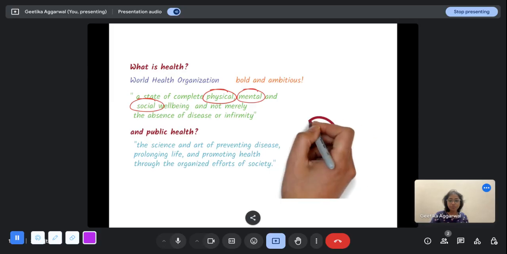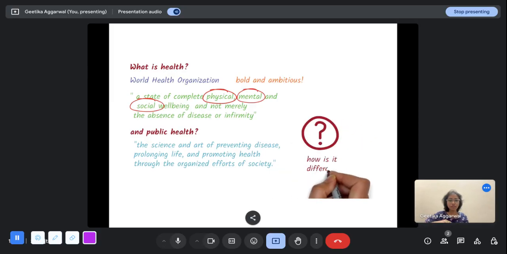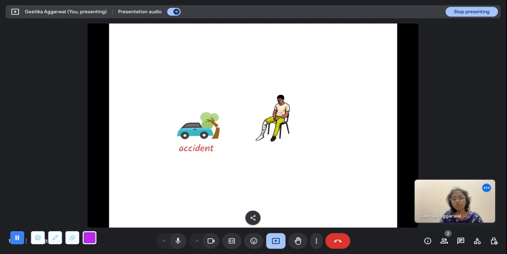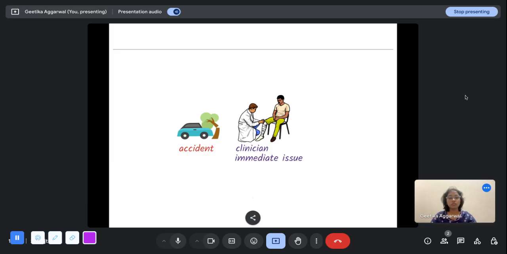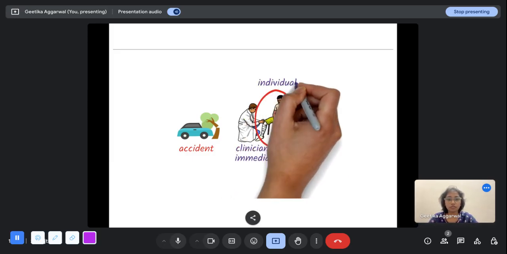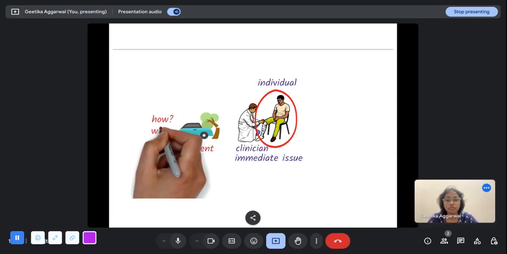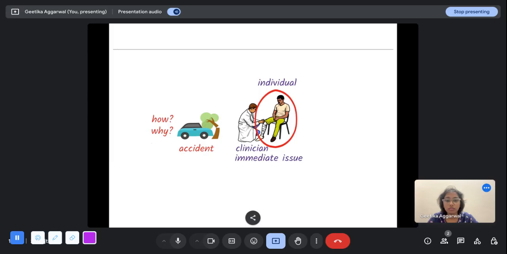Okay, so how is it different to clinical medicine? Let's take a look at an example. Imagine someone has a car accident and fractures their leg. A clinician's main focus is the immediate health issue, fixing the fracture. Clinicians focus on the individual. The public health approach would be holistic and focus on figuring out how and why this person had an accident so that actions can be taken to prevent it from happening again.